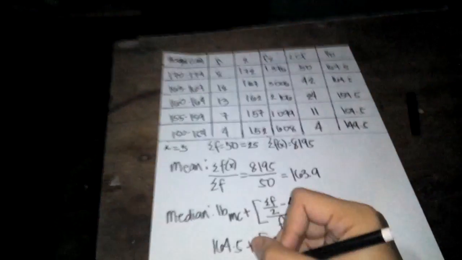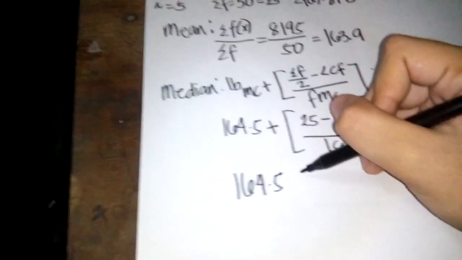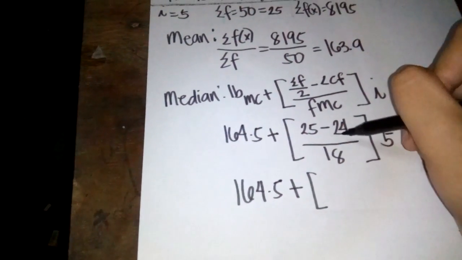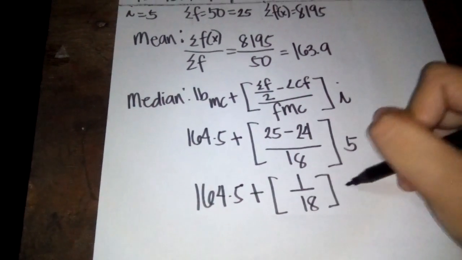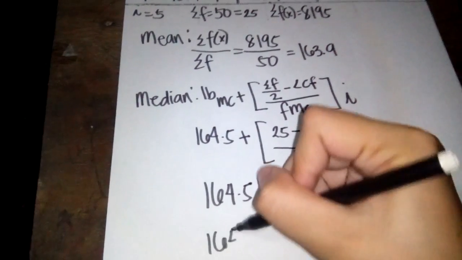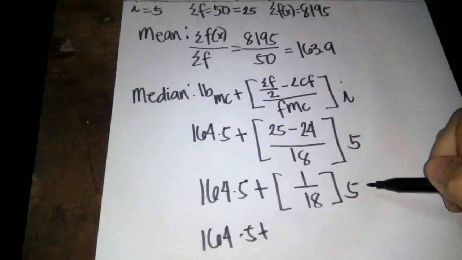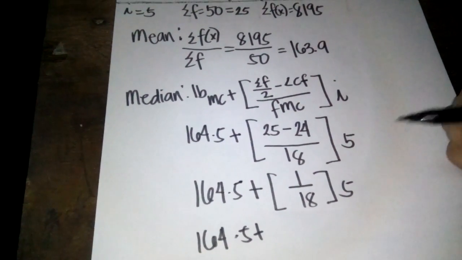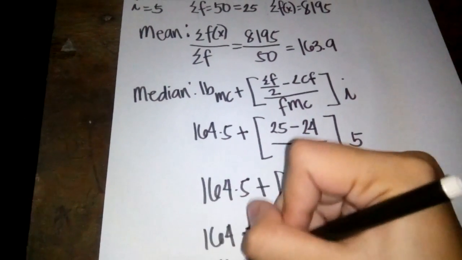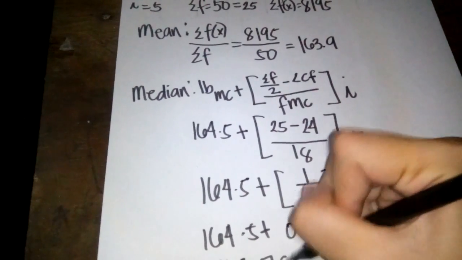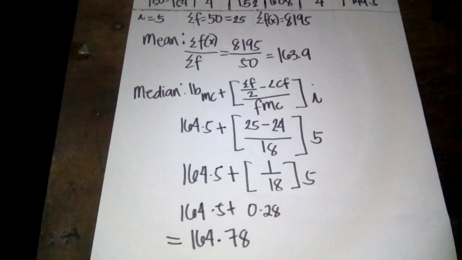So 164.5 plus 25 minus 24, that will be 1, over 18, times 5. So 164.5 plus 1 over 18 times 5 equals 0.28. And that will be 164.78. That will be your median of the data.